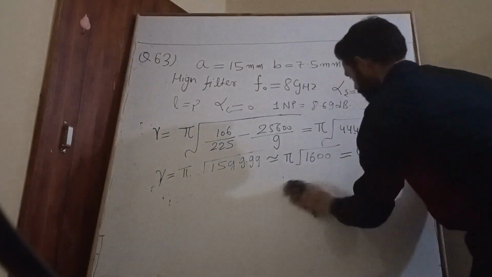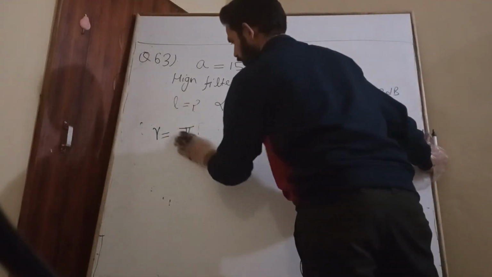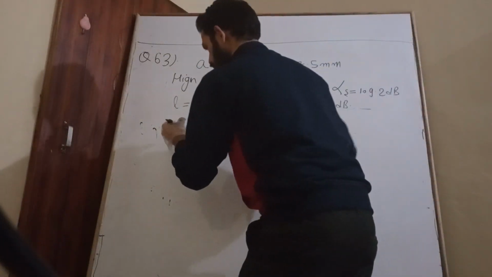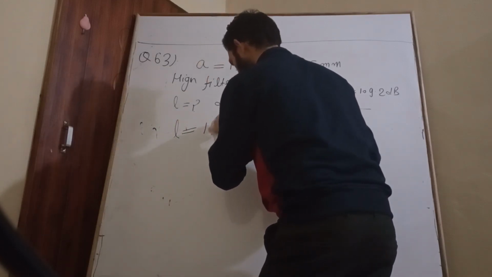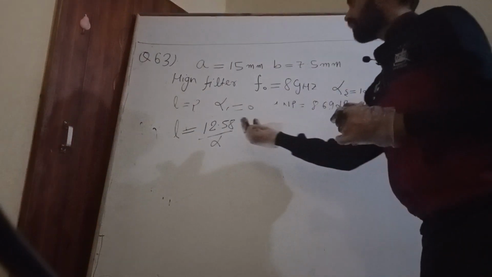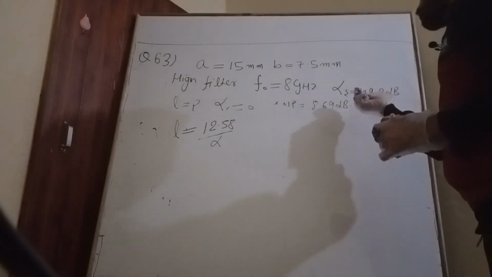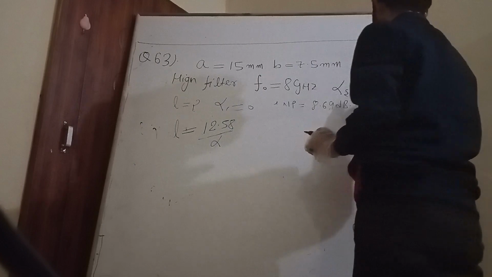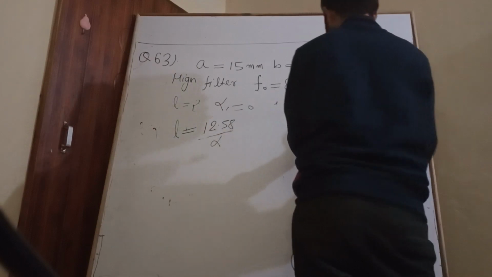So the final result is nothing but, as we have got alpha is equal to 40 pi, and from there we have got L is equal to 12.58. Now see here, what is this L, the length? It is 12.58 divided by alpha. This 12.58 we have got through the attenuation constant, where the signal will get attenuated by a factor of 109.2 dB at a distance of L. From there we have solved.